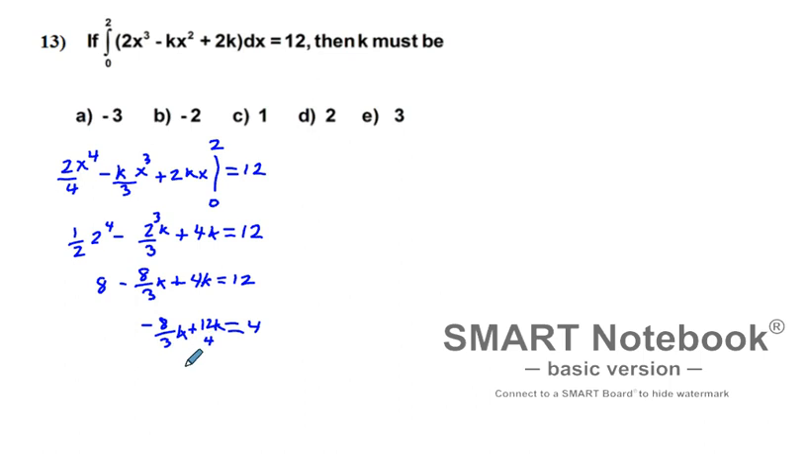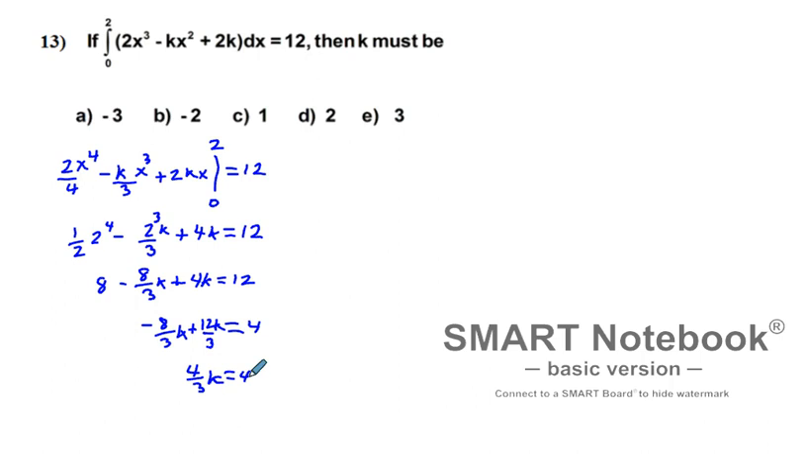So on the left side now we have 12/4. Oops, 4 is the same as 12/3. There we have a common denominator. So we have negative 8 plus 12. So we get 4/3 k is equal to 4.